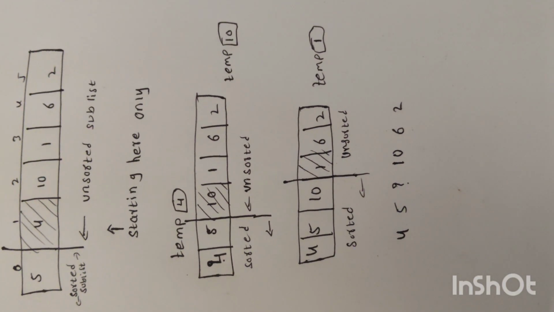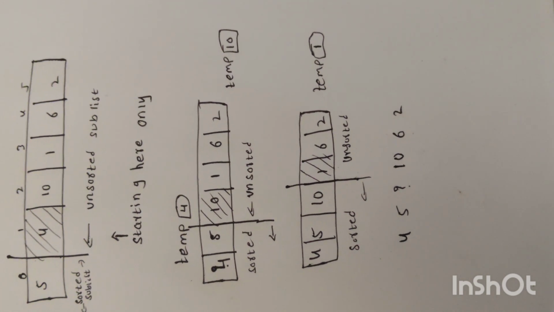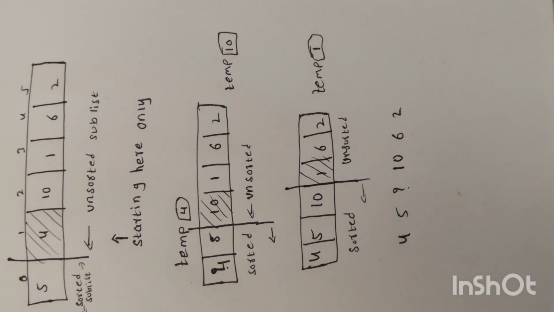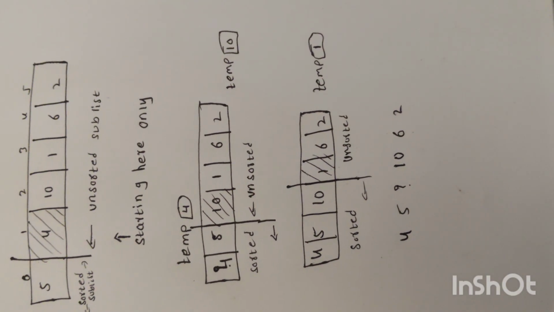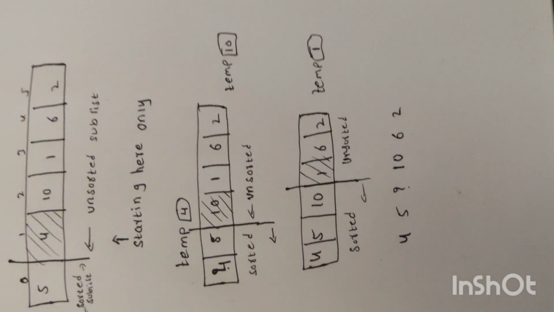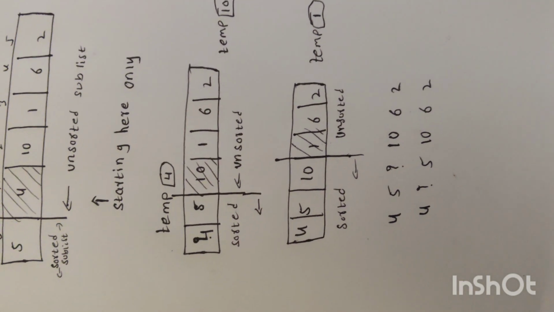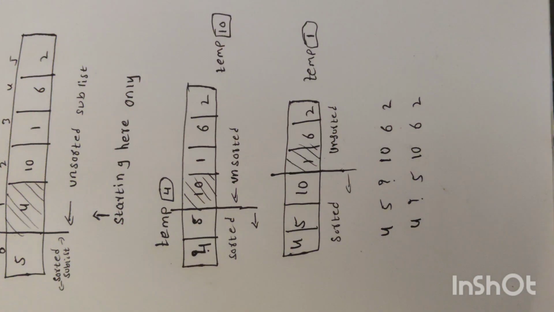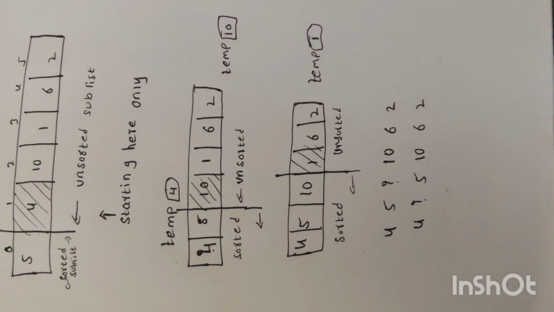Now the index value is 2. Now if you decrement, then the index value would be 1. Now this value 5 would be compared with this one. Is 5 greater than 1? Yes. Then again 5 would be shifted 1 place right. So 5 would be shifted here only. So 5, 10, 6 and 2. Now here is the question mark. Here we have 4.